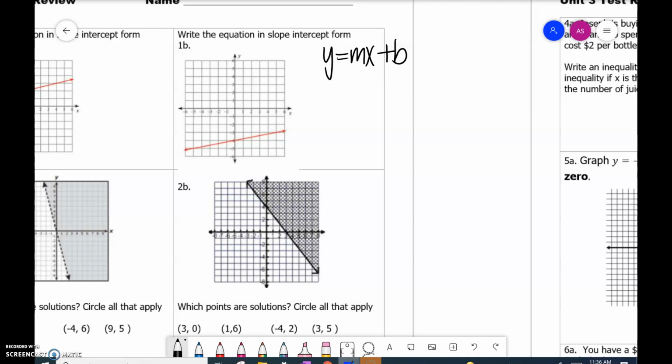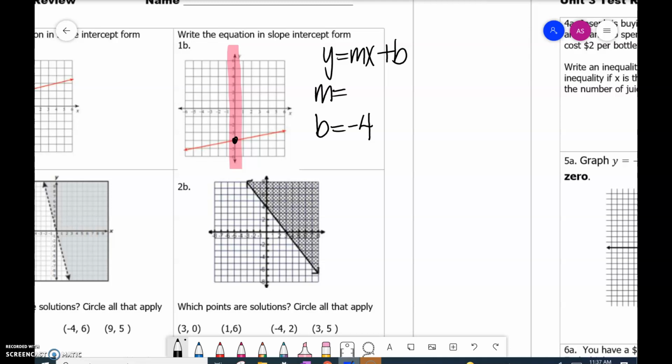Okay, so I need two things to write an equation in slope-intercept form. That's my slope, which is m, and my y-intercept. So all I have to do is look at the graph and just kind of identify these things. The easiest one is going to be our y-intercept because it's literally just where it crosses the y-axis. And that's going to be at -4. So I'm going to write that my b is equal to -4.